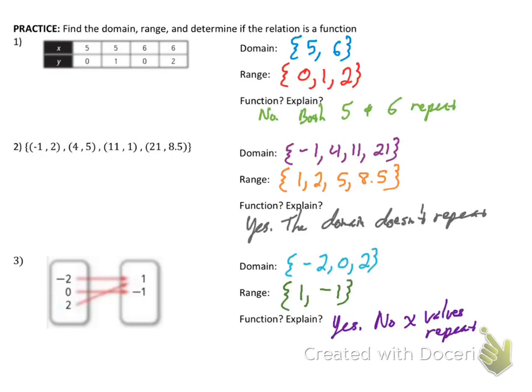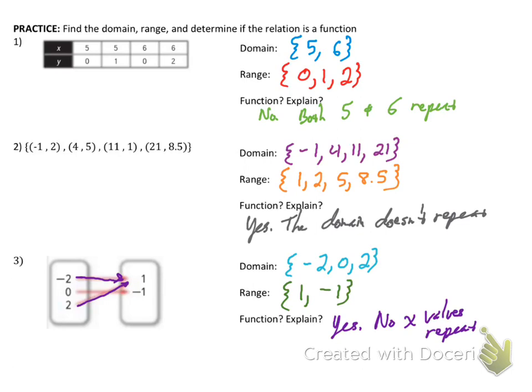Okay, so there's your worked out examples for those 3 practice problems. So you'll notice in number 3 in particular, that both -2 and 2 go to 1. So one of your range values repeats, but that's totally fine. This is still a function because you're just looking to see if any of your x values repeat.